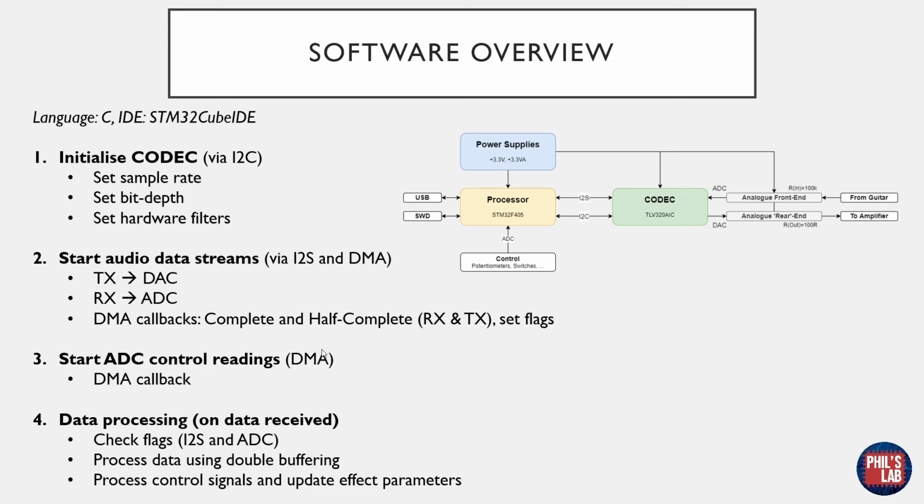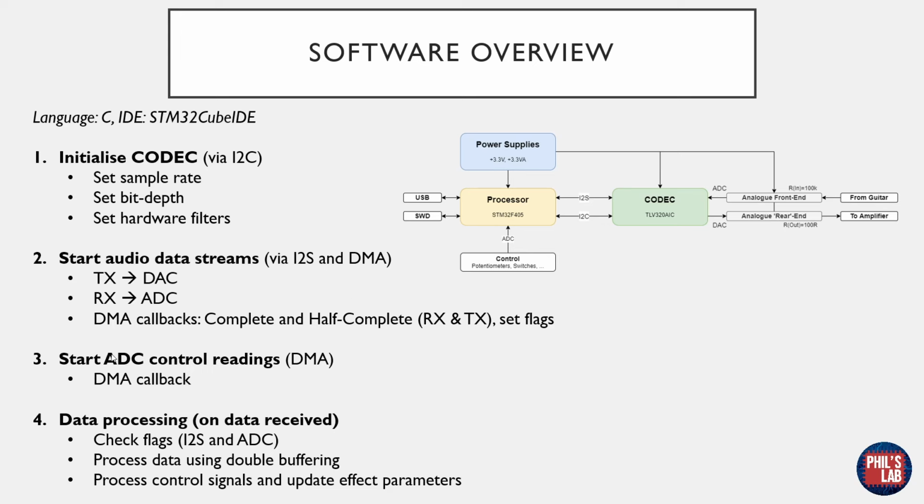So after we started the audio streams, we need to start ADC control readings, and the ADC in this case is from the processor itself. So these aren't suitable for audio, but they're suitable for reading, for example, control signals from potentiometers, reading the voltage across a resistor, switches, and so on. And again, I'm doing this via DMA to offload the processor so we can focus entirely on processing our audio data. Again, we have a DMA callback that allows us to then process the ADC readings coming from these control signals.